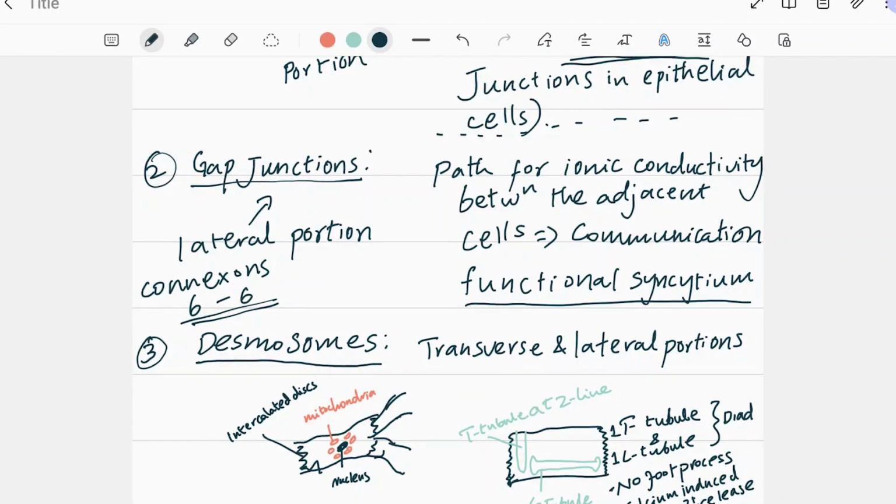This is again a part of the intercalated discs, and they are present in both transverse and lateral portions, and they play a role in connecting the cells over here. Okay, so desmosomes, you can refer to the epithelial chapter and the connections in cellular biology section, and we'll be doing that very soon.